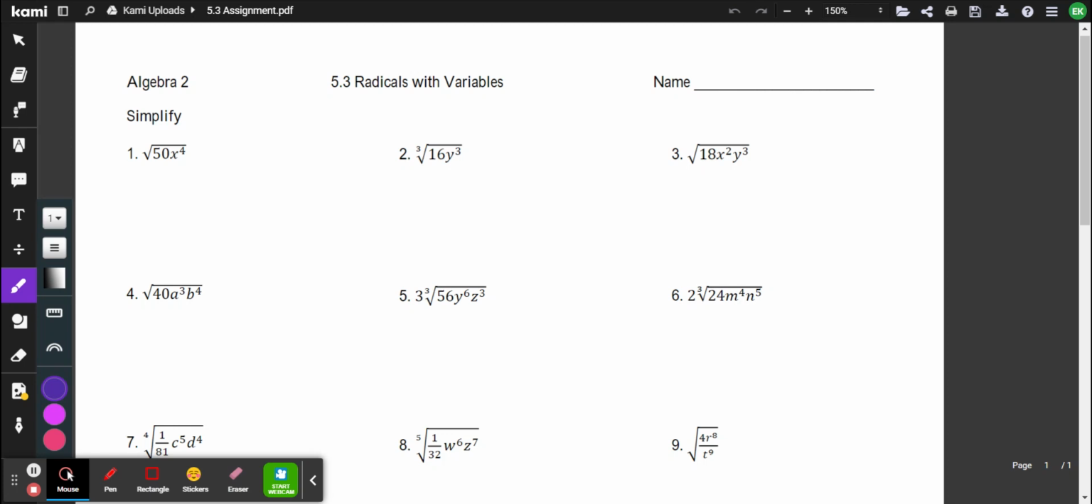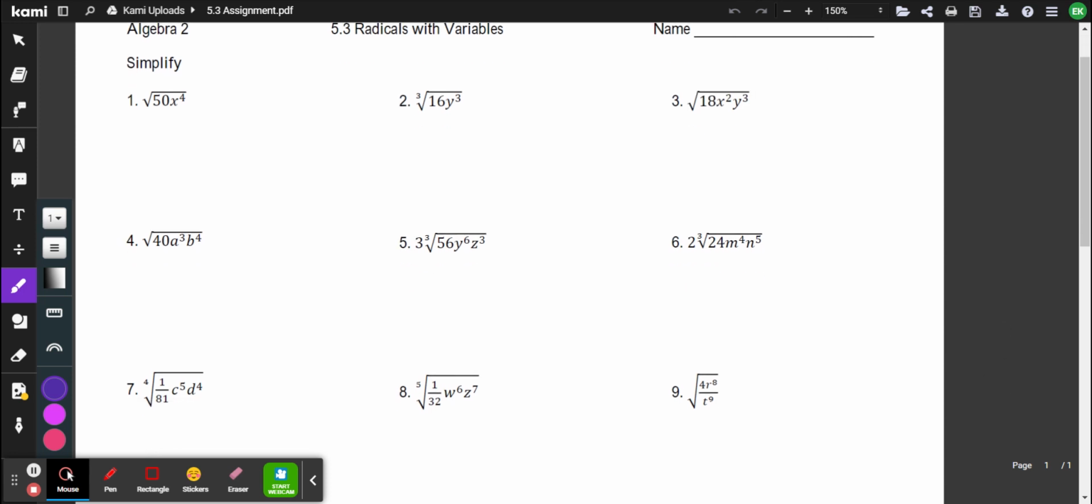Okay, so let's talk about these radicals with variables for a little bit. I'm just going to go through a couple of the problems on the homework and walk through them a little bit. Hopefully it'll make a little more sense, okay? So I'm going to look at number 2, actually. What you want to do when you're doing this is split it apart, okay?